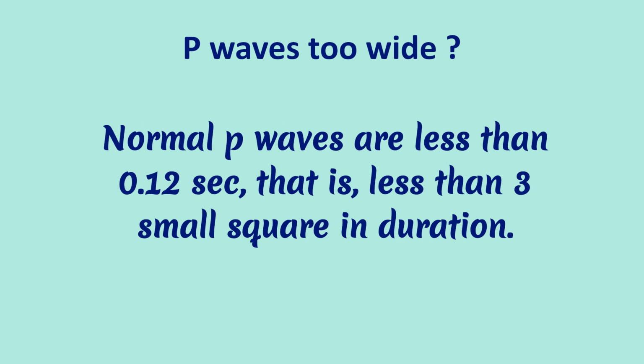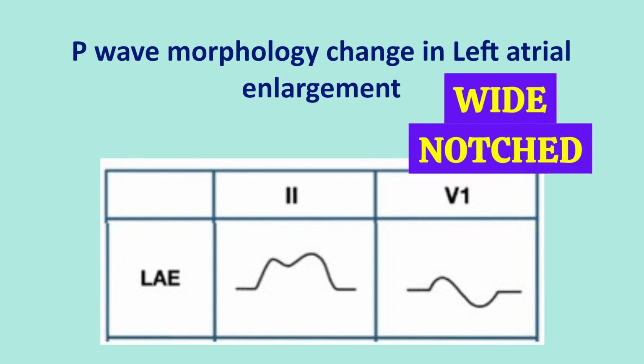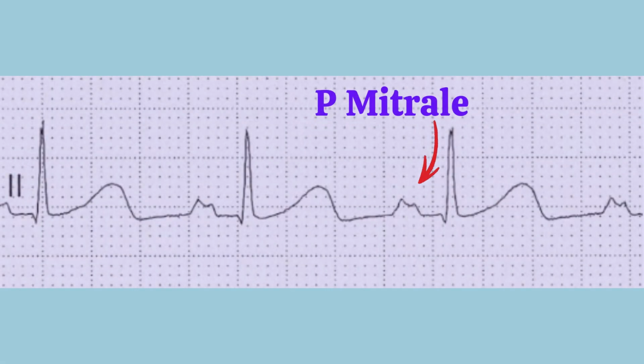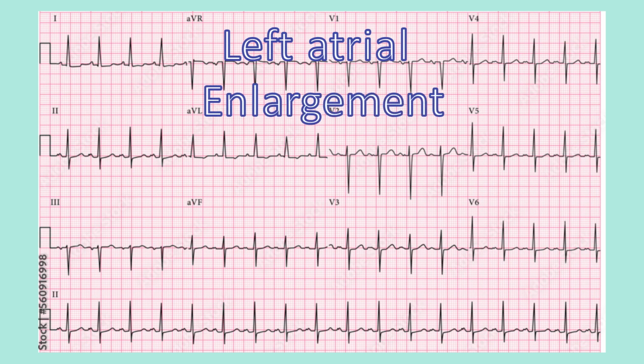Another P wave abnormality is wide P wave. Normal P waves are less than 0.12 second, that is, less than 3 small squares in duration. Wide and notched P wave indicates left atrial hypertrophy, also known as P mitrale, as mitral valve disease is a common cause of this abnormality. This is another ECG suggestive of left atrial enlargement.